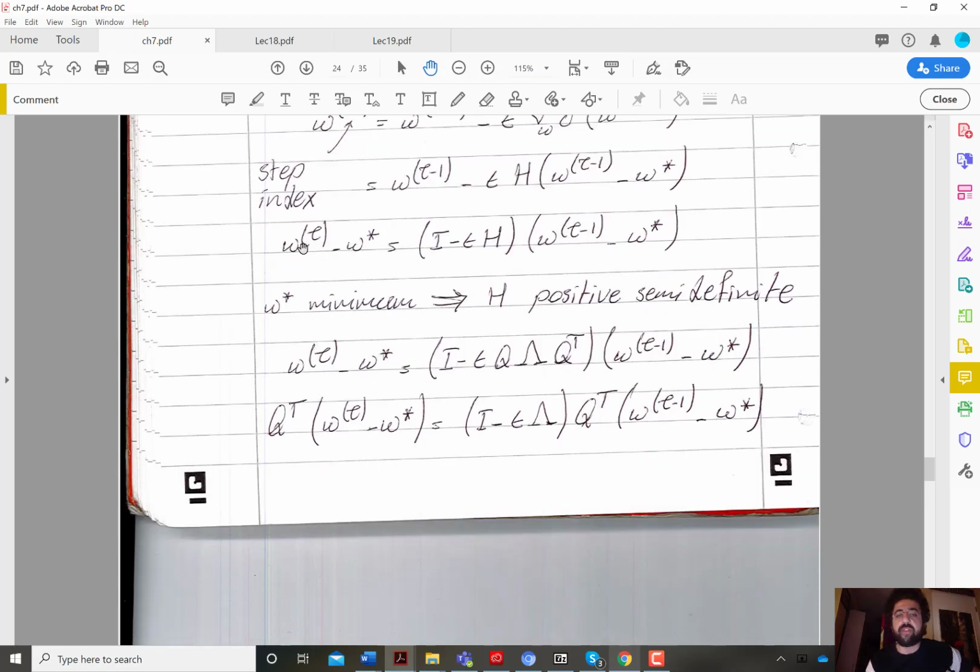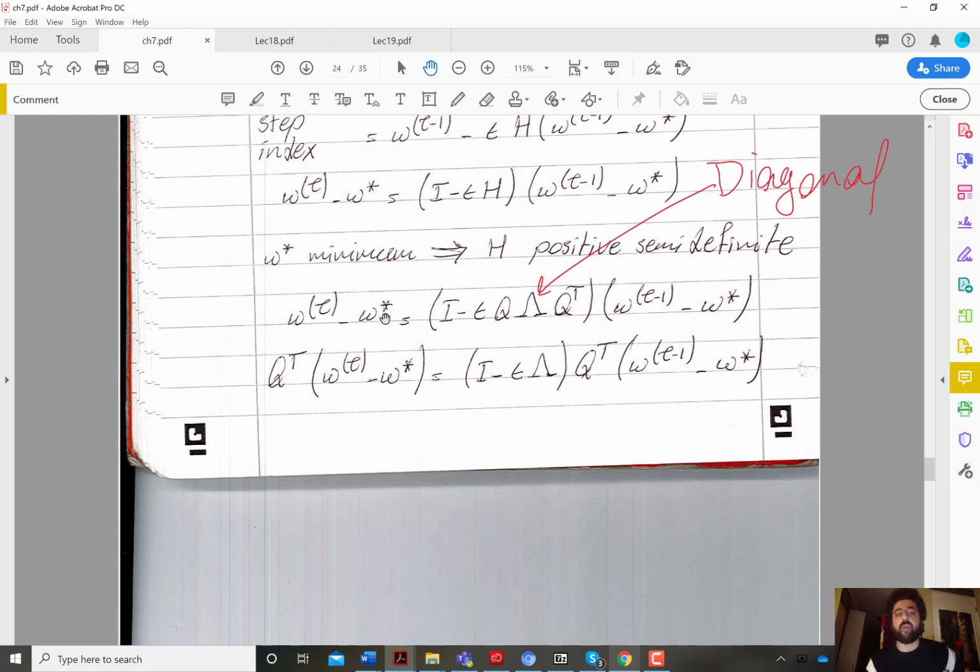So now for omega tau minus omega star, since H is positive semi-definite, I can decompose H into Q, which is a matrix of the orthonormal eigenvectors of the Hessian, and lambda, which is a diagonal matrix of eigenvalues of H, and then Q transpose. So I could do this transformation to H. Now again, let's multiply to the left of both sides by Q transpose. So on the left hand side, I have Q transpose times omega tau minus omega star.